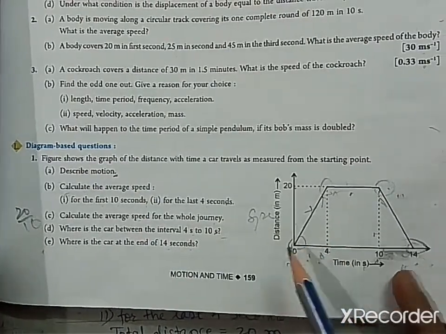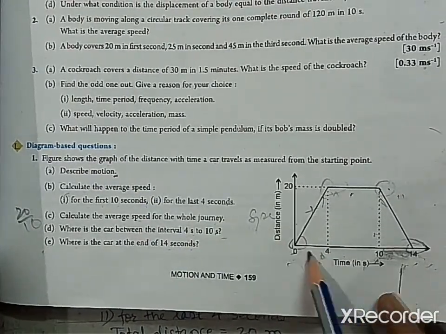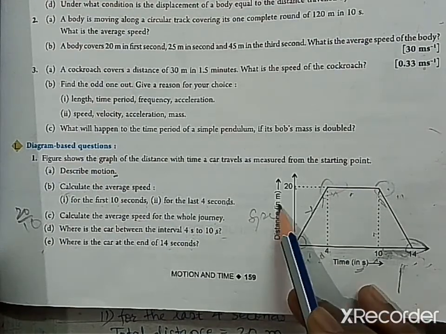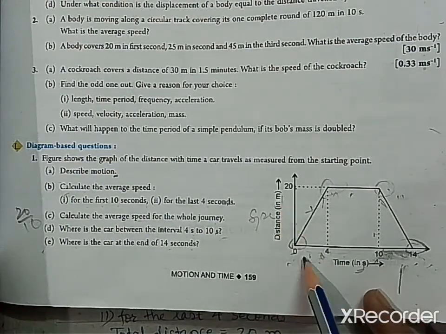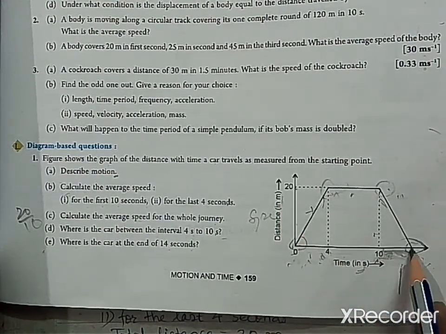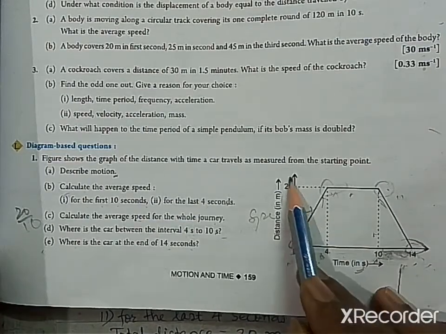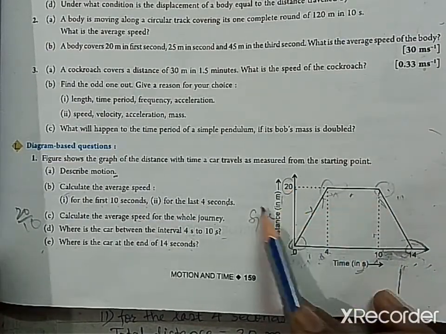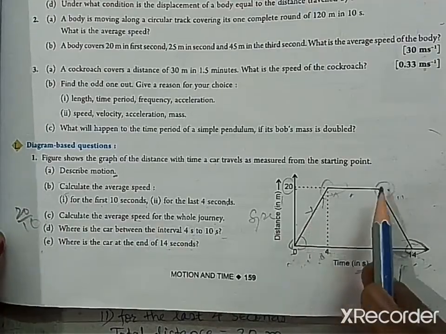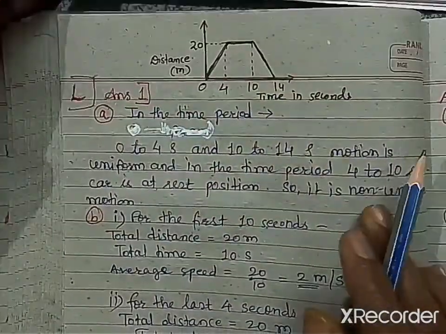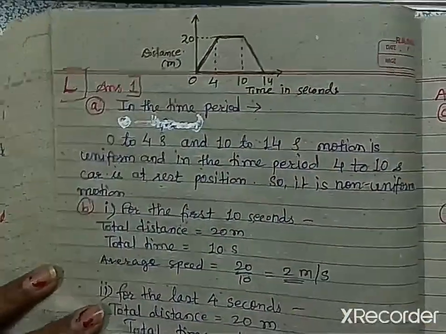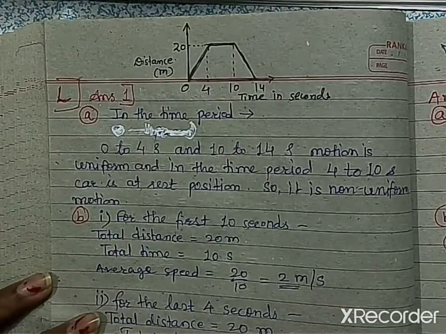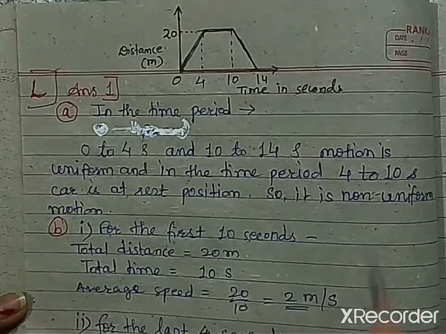Now here you can see this graph. It is a distance-time graph, time is given in seconds, distance is given in meters. So here 4, 10 and 14 are the seconds, and 20 is the distance traveled by the car. So let's start the solution of this question. Now here you can see the same graph, the same figure.